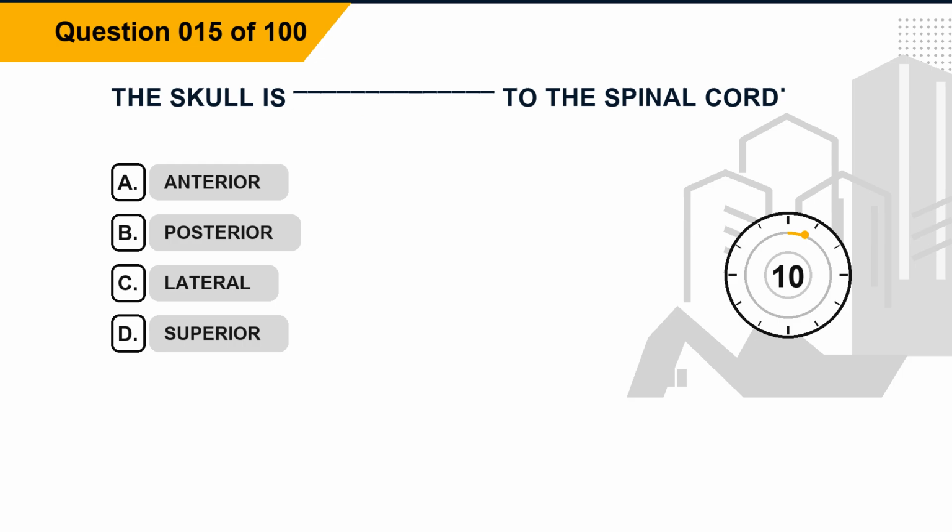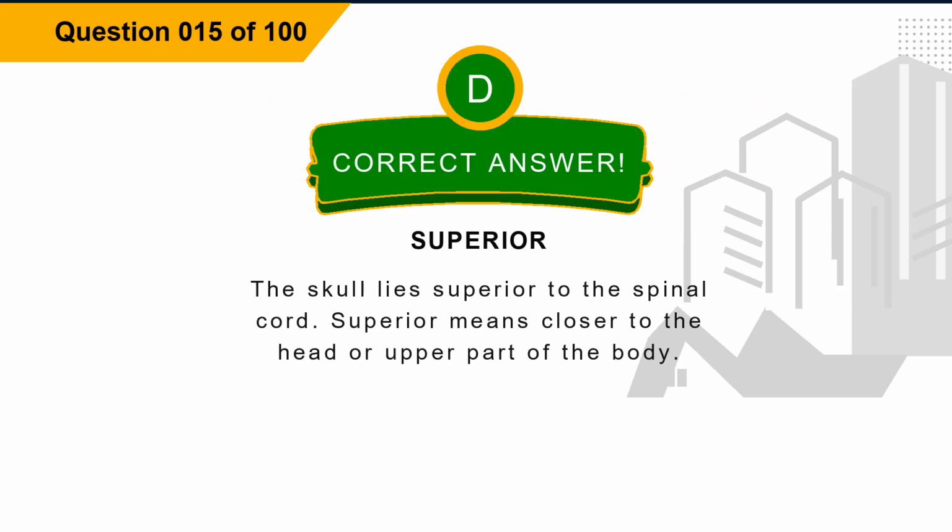Question 15. The skull is blank to the spinal cord. Option A, anterior. Option B, posterior. Option C, lateral. Option D, superior. The correct answer is option D, superior. Explanation: the skull lies superior to the spinal cord. Superior means closer to the head or upper part of the body.